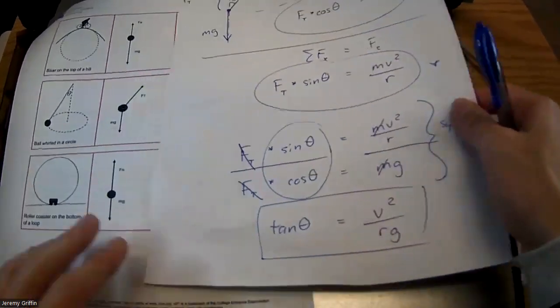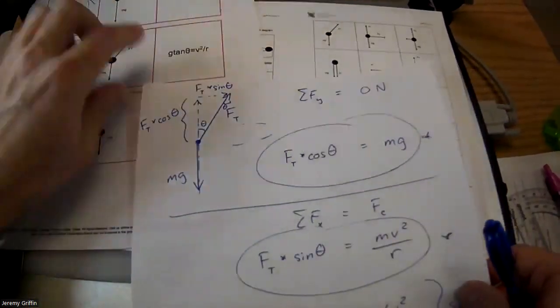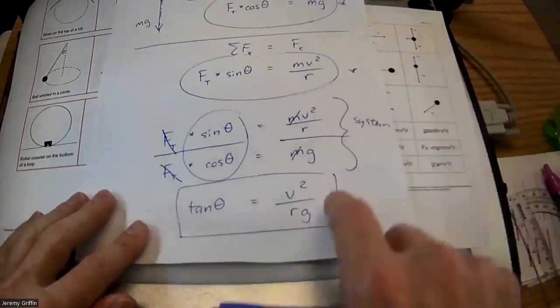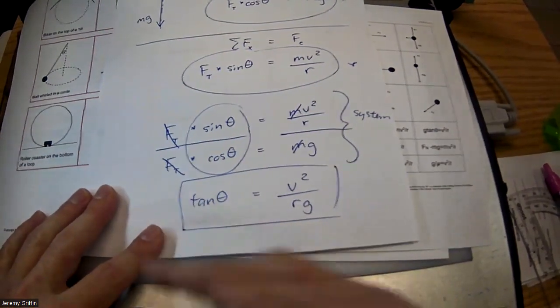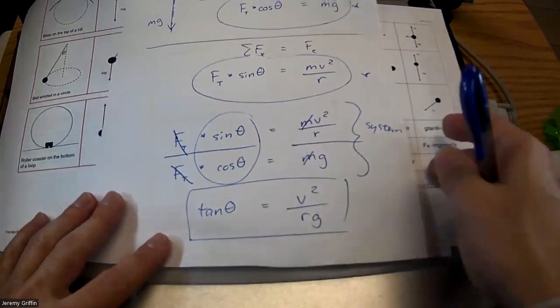Okay. Let's see what they came up with. They said g tan theta equals v squared over r. Oh yeah, you just take this g and cross multiply it. Same thing. Maybe they got there a different way. So same thing, right? Yeah.